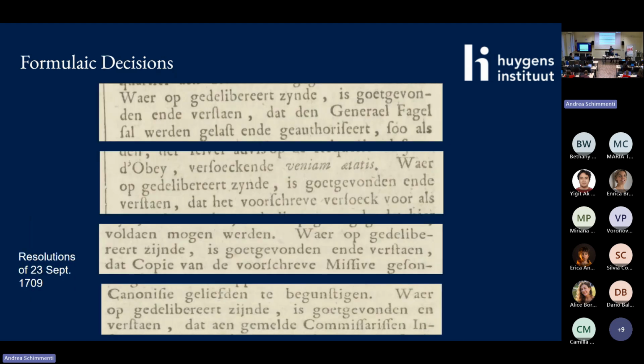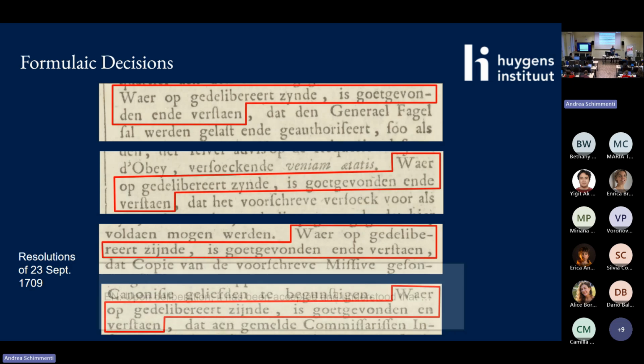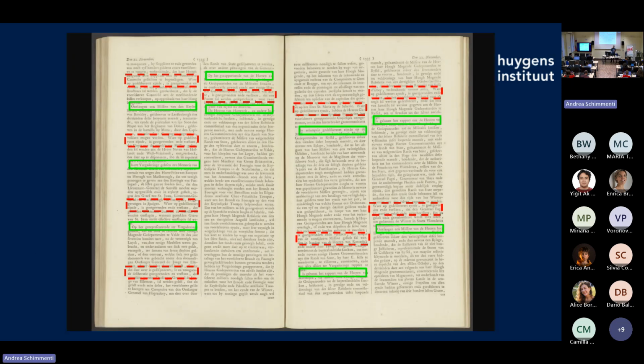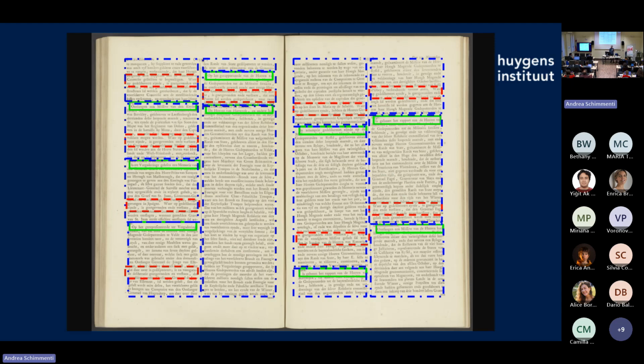And every resolution first has a proposition part, what was brought to the table, and then there's a decision part that almost always starts with the same formula over and over again. Now, why is this useful? If you know where these formulas appear in the page, you can actually segment your text, and instead of having text per page, you have text per resolution. So now you have access to the individual resolutions.